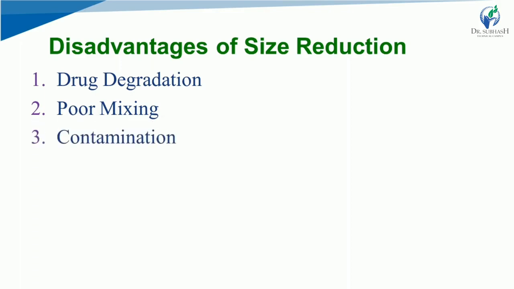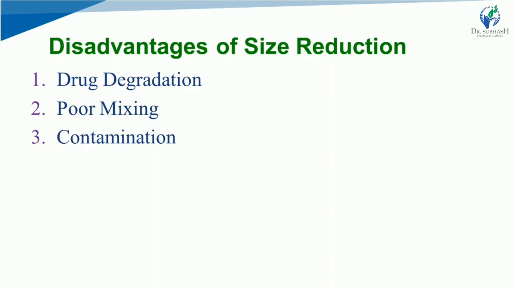Next is contamination. You can easily tell that by grinding and milling and mixing. The grinding surfaces or the milling surfaces will wear off, the particles of which are present as impurities in the powder, and that will get mixed with API and ingredient. Such type of mills should be avoided when drugs of high purity are required.